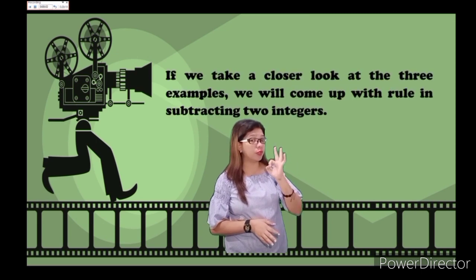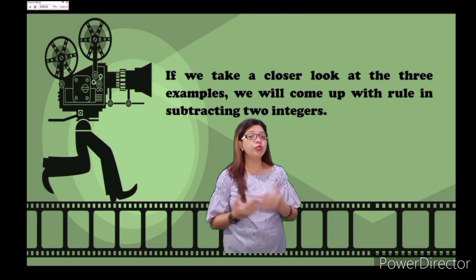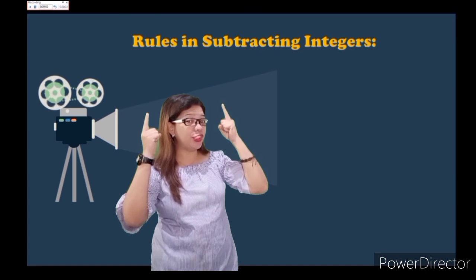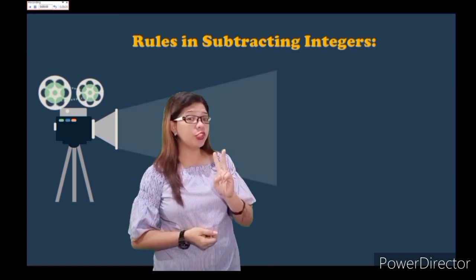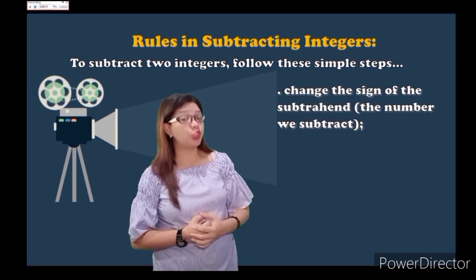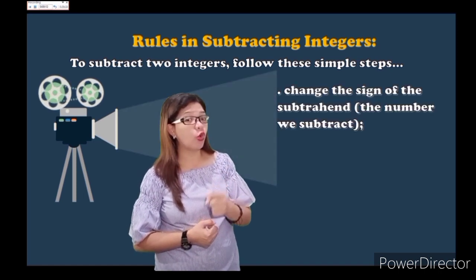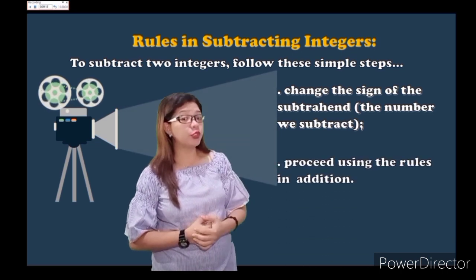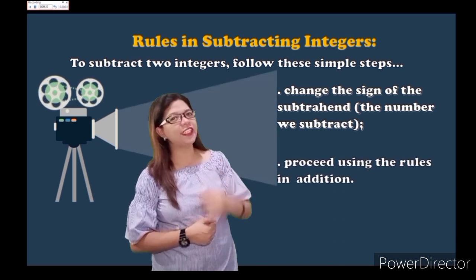If we take a closer look at the 3 examples, we will come up with the rule in subtracting 2 integers. Rules in subtracting integers. To subtract 2 integers, follow these simple steps. 1. Change the sign of the subtrahend or the number we subtract. 2. Proceed using the rules in addition.